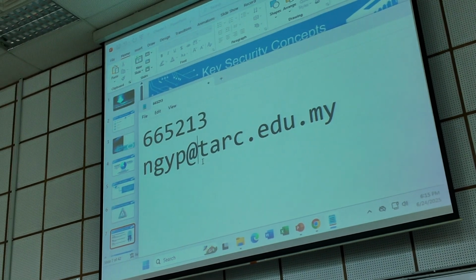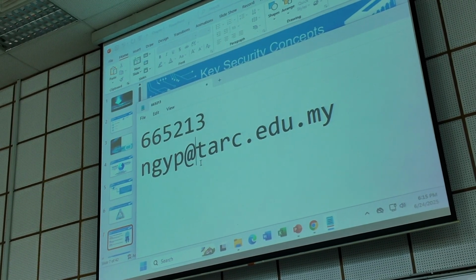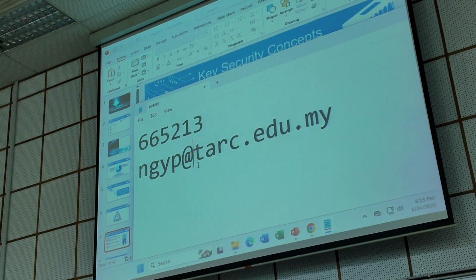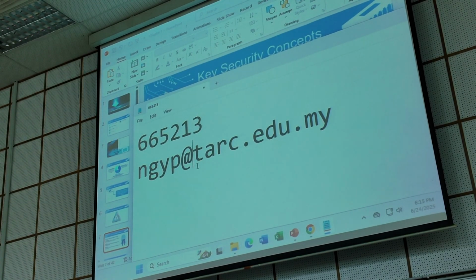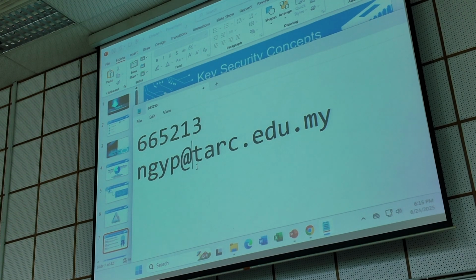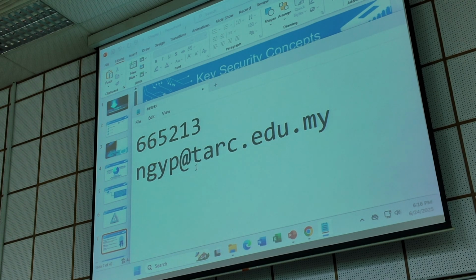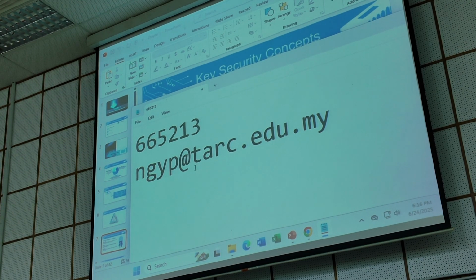Okay, while they are signing, do you still remember what the three key security concepts are? First one, confidentiality. Second one, integrity. The third one, availability.